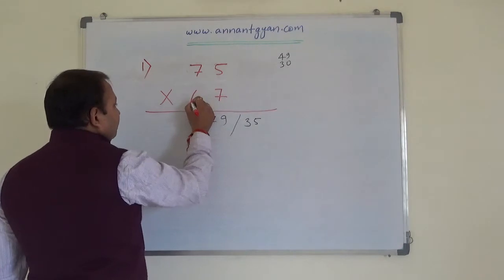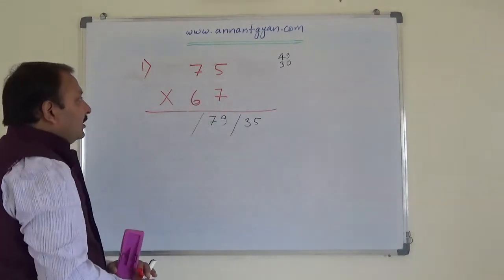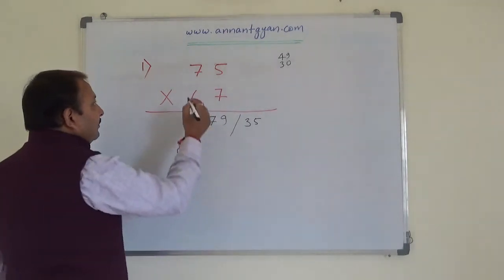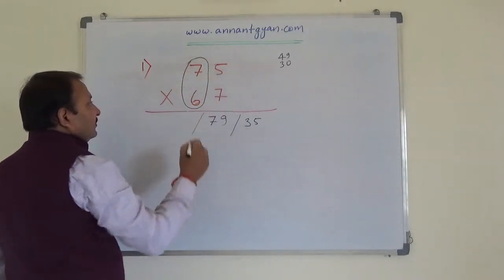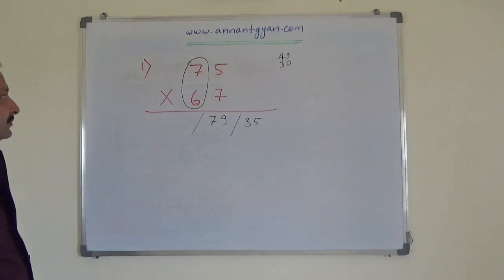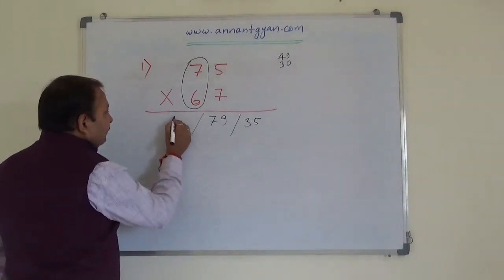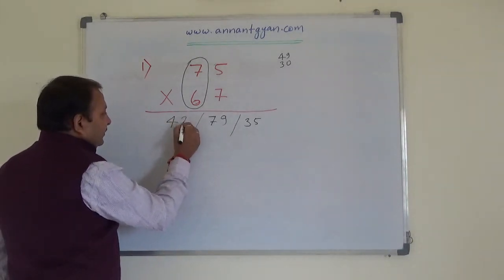In the next step, we shall multiply both tens place numbers together. So 7 into 6, it is 42. I shall write 42.